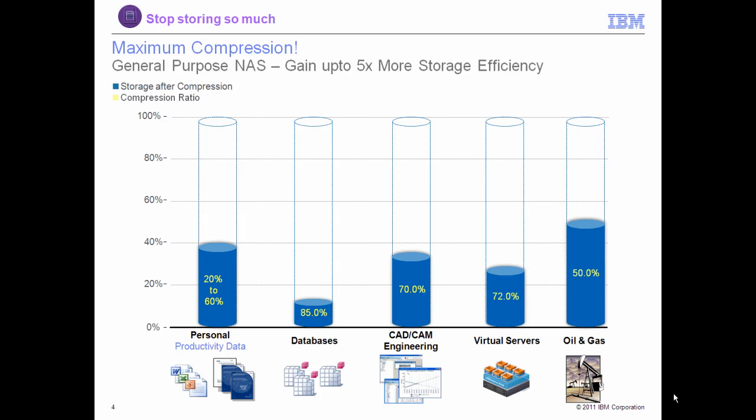Databases get very good compression, up to 80%. CAD/CAM files, engineering files, oil and gas data, that's all vector data that is highly compressible, 70 to 50%. And your virtual server environment getting up to 72% compression.